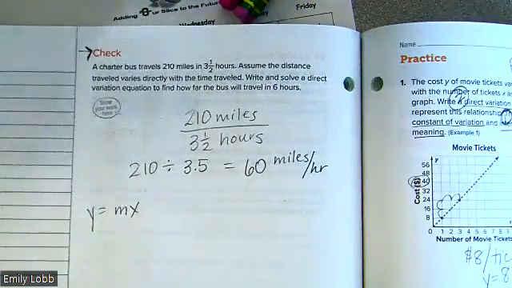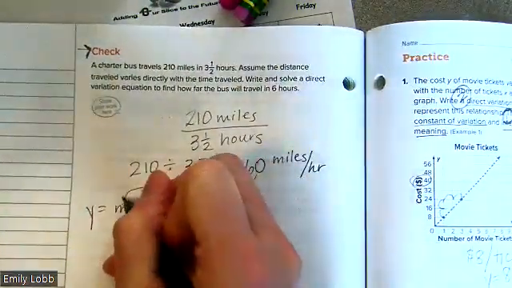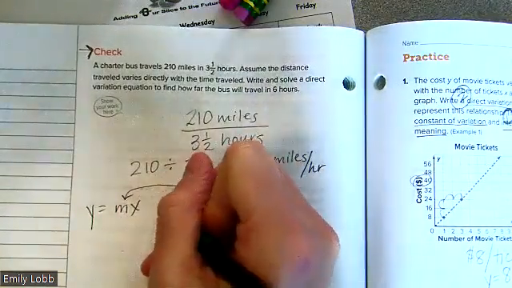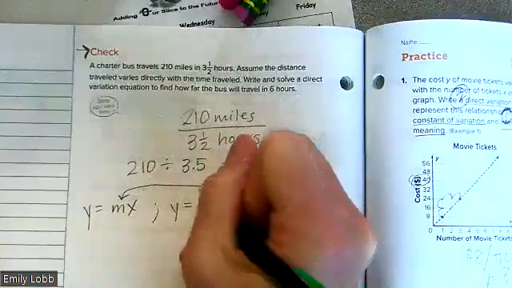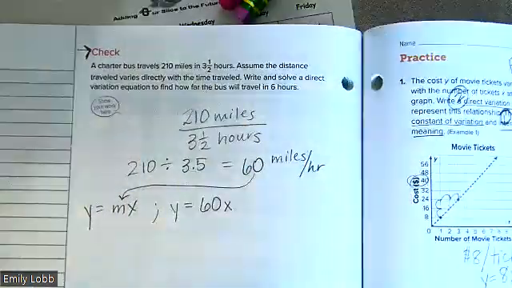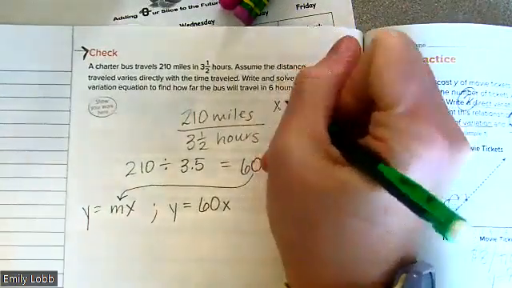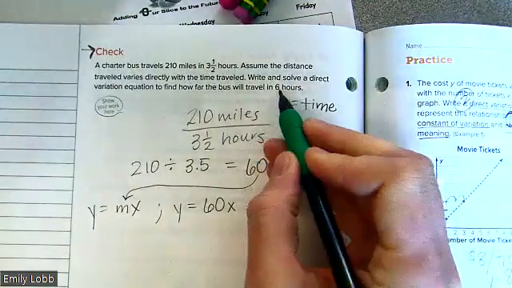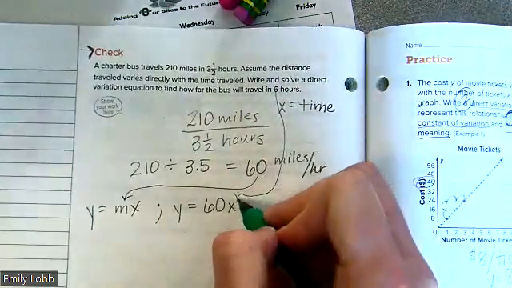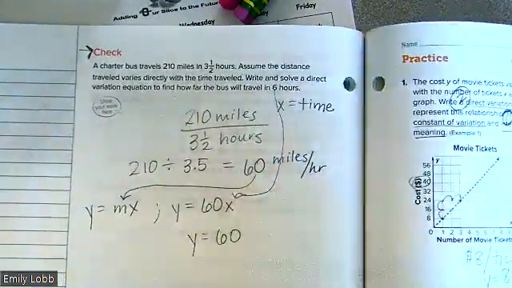Why do we need to figure that out? So we can put it into our equation. So that means y equals what? 60x. That means 60 times x. Our x is equal to our time, right? So we're going to put the 6 in for x. So we have y is equal to 60.